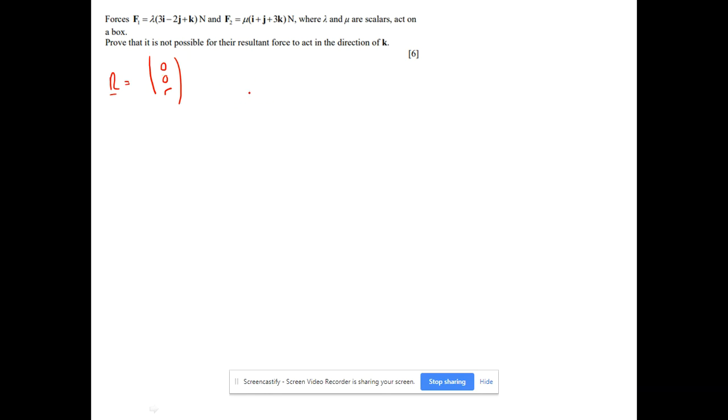Now, in order to get that, I'm just going to call this A and this B. So we end up with 3, minus 2 and 1, and we add that to our B: 1, 1, 3. It's just easier for me to write A and B with this pen. And that is going to have to equal 0, 0, r.